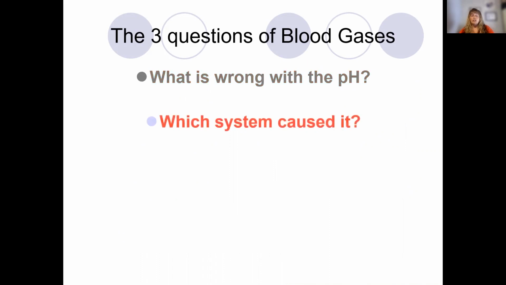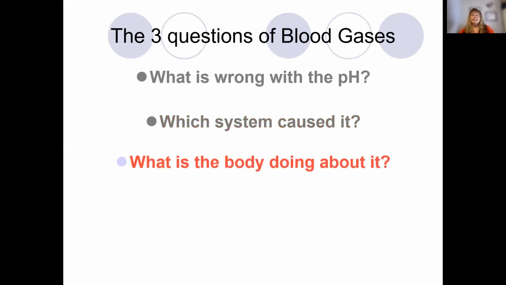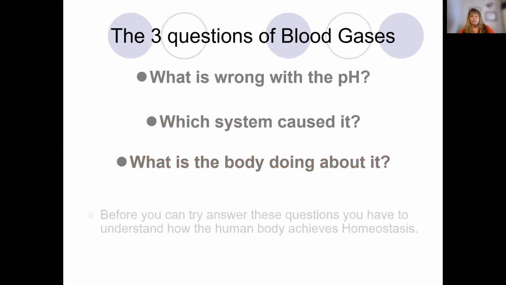Second question, which system caused it? There's 2 systems, respiratory and metabolic. One of those had to have caused it, and the other one's reacting to it. Although you can have a combined, we'll talk about that later. So what is the body doing about it? What type of compensation is the body trying to do? Has it done any compensation or is it working towards compensation?